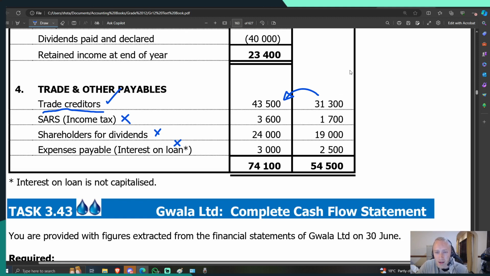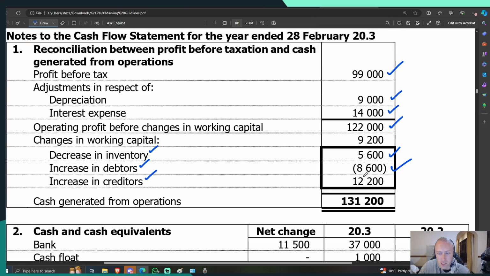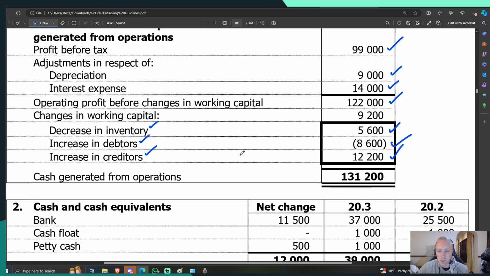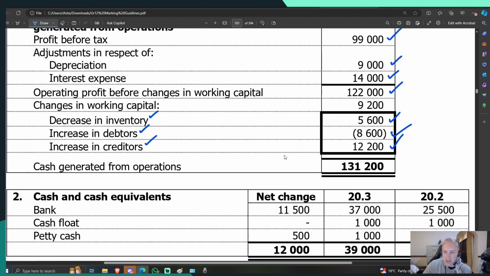So. Let's just look at what the marking guidelines gives us for that figure. It is 12,200. It's not in brackets because our trade and other payables went up. If it went down, we'd put it in brackets. If it went up, no brackets. All right. Now we can say the 5,600 minus the 8,600 plus the 12,200. And we get changes in working capital of 9,200.